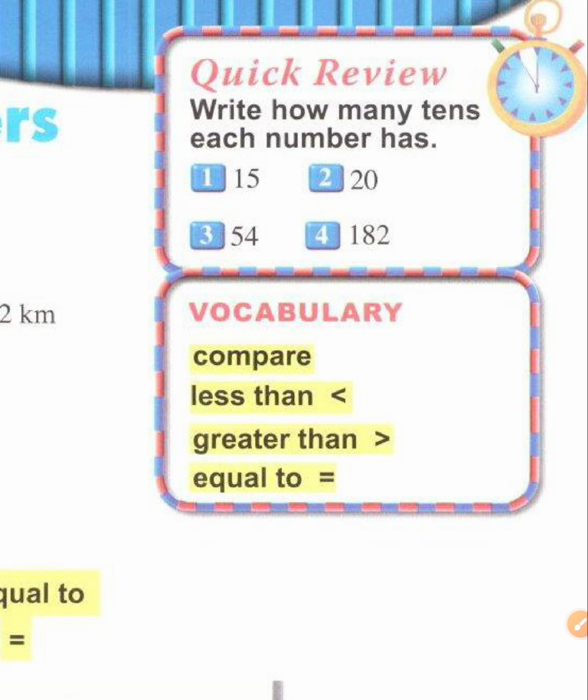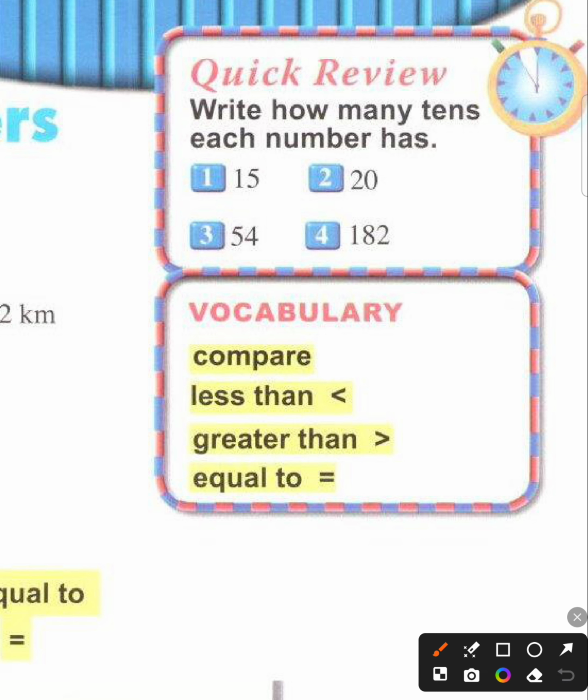How many tens does it have? 1 ten. Number 20, 2 tens. Number 54, 5 tens. And number 182, 8 tens. Now let's look. This is very important, and you must know what it means to compare numbers, what it means less than, greater than, and equal to.